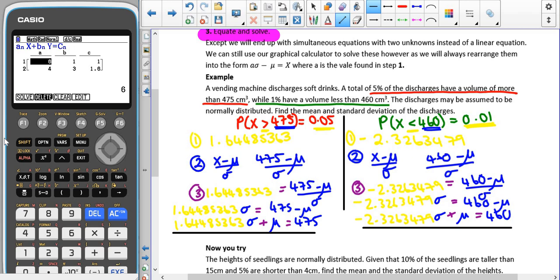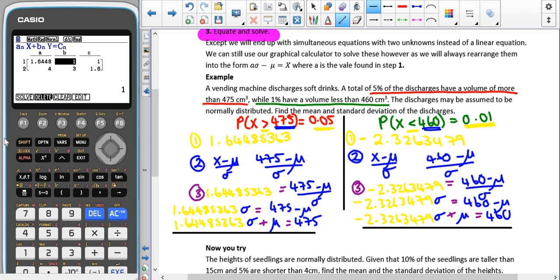Now when you're putting these into your calculator, you're only writing the coefficient of each of the values. So here, where we've got 1.6448533 sigma, we're just going to type in the 1.6448533. That's it. That's all we write in. We don't put the sigma bit in. We just put that bit in. Then for the next bit, we've only got a mu.